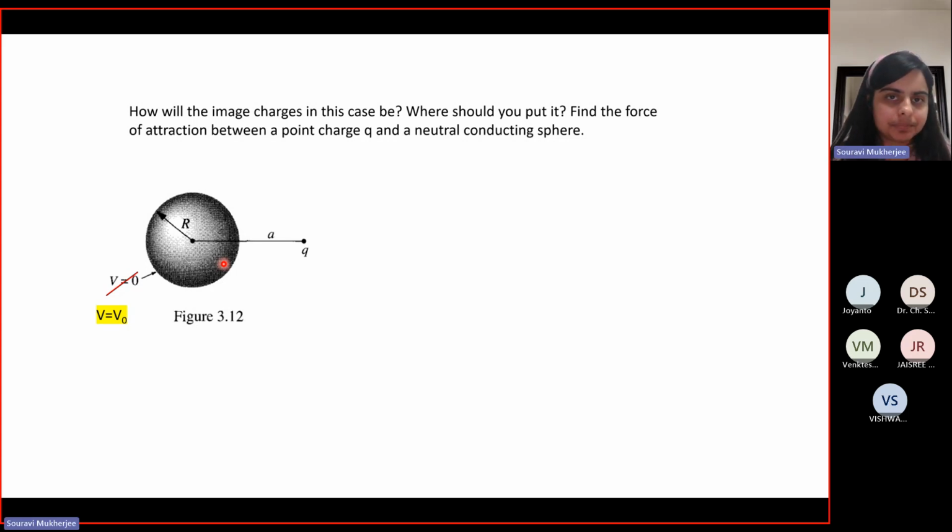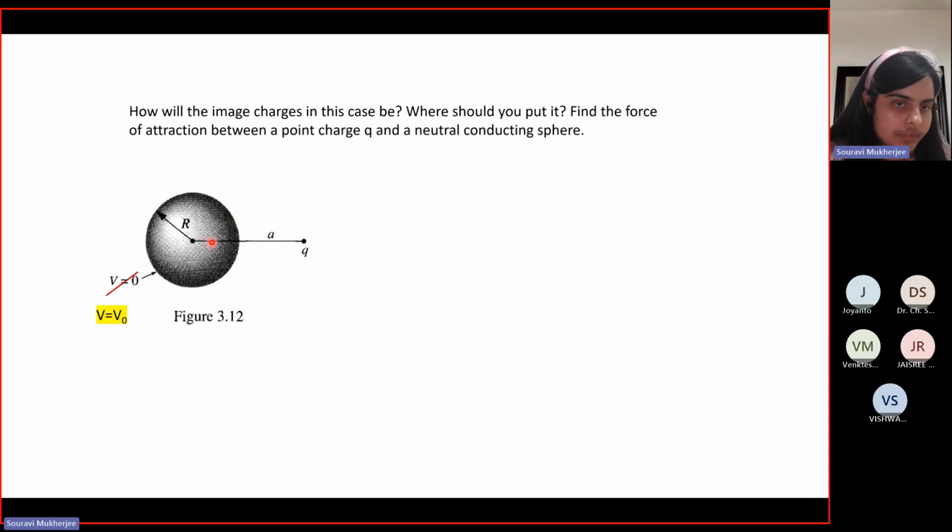Any idea, guys? So you have this plus Q charge. It says that it has a net voltage or net potential on the sphere, right? You want to mimic the situation with some point charges, right? How do you do it?